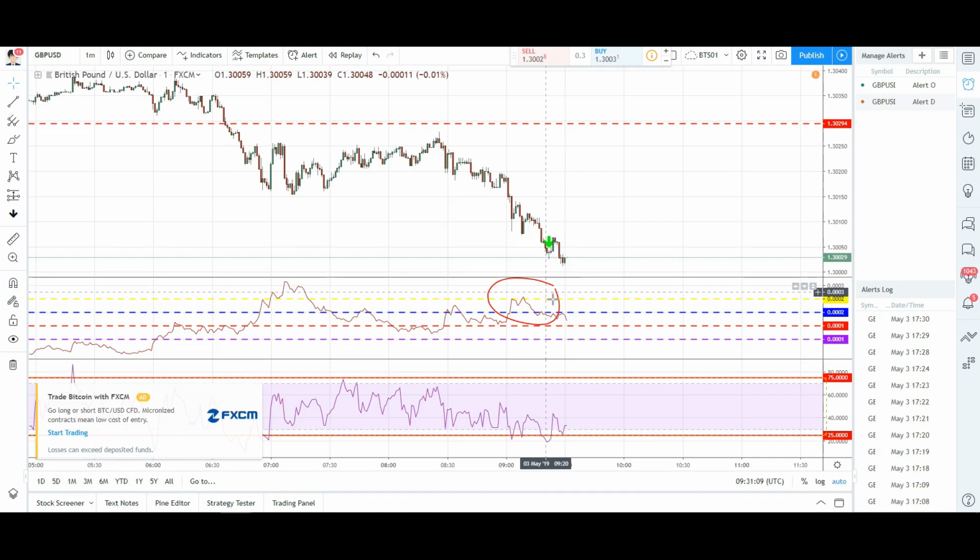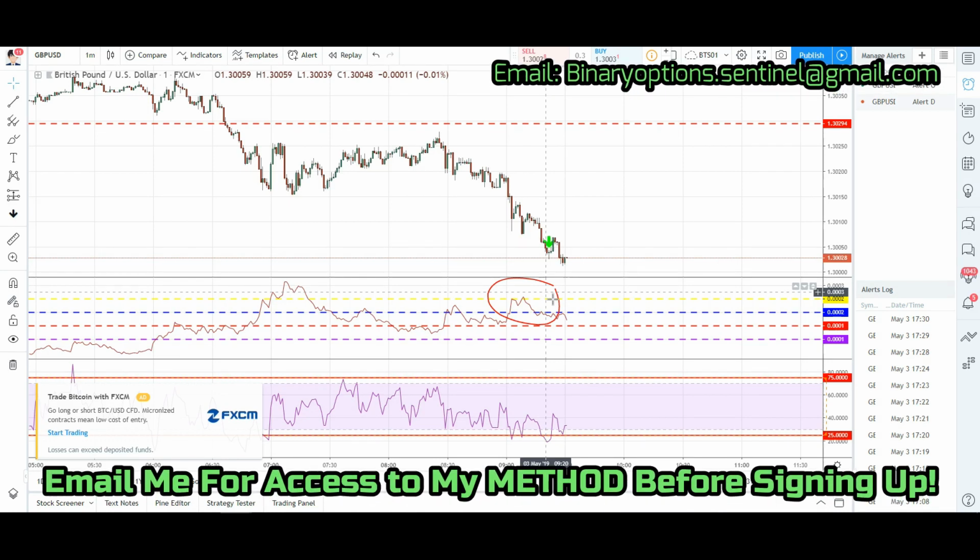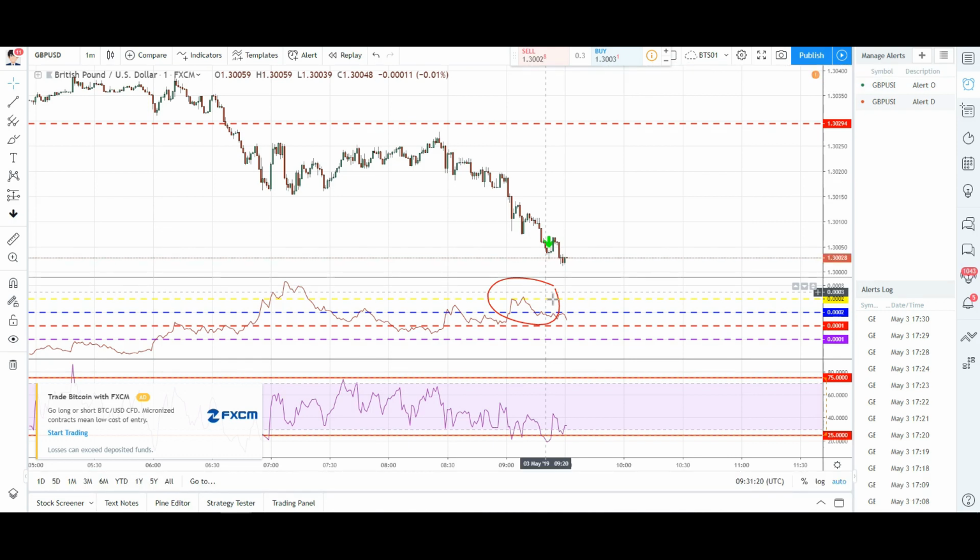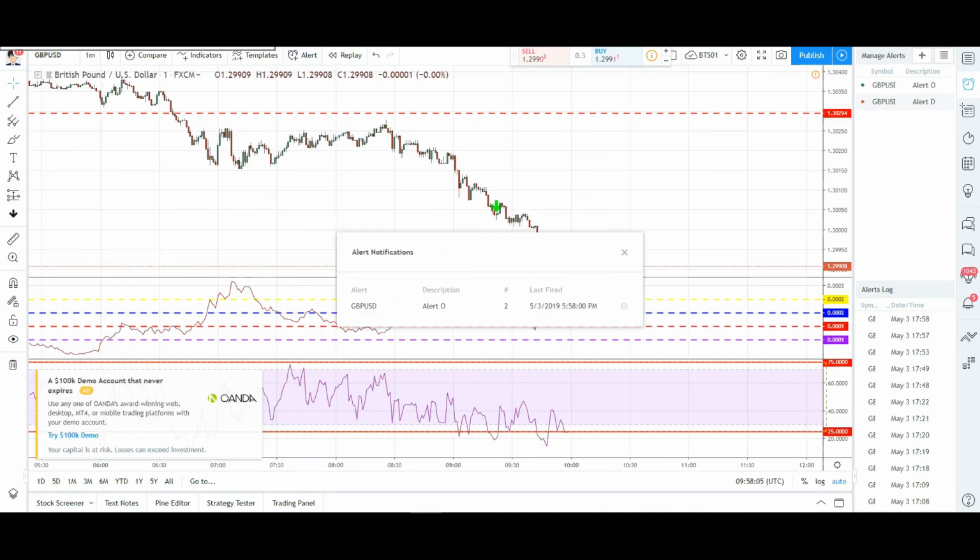So to summarize again, we wait for RSI to go out of the channel, and this time I'm using a 75-25 channel instead of 70-30. And we look at the ATR behavior, increasing, holding, or decreasing, and also take a quick look at what the market structure is doing.